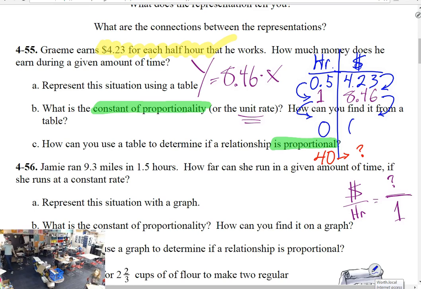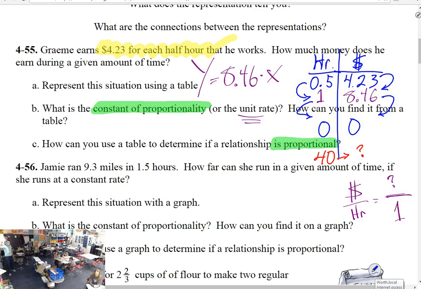0, 0. I have to have 0, 0 as part of my table to be proportional. Will they make $0 when they work 0 hours? Yeah, unless they work someplace that I would like to work, where you get paid for not doing anything. That doesn't happen, right? You have that 0, 0 point, and then, like Alan said, it goes up nice and consistently. It's proportional. But this going up nice and consistently could happen even when it's not proportional.